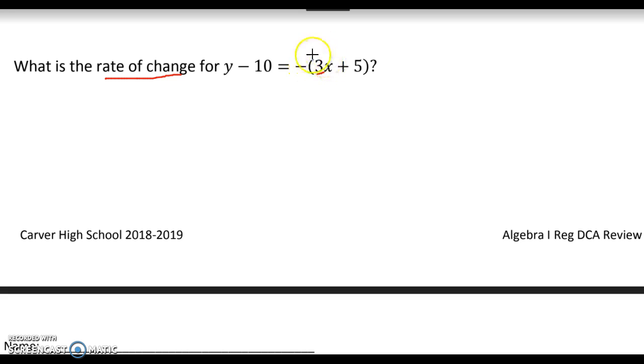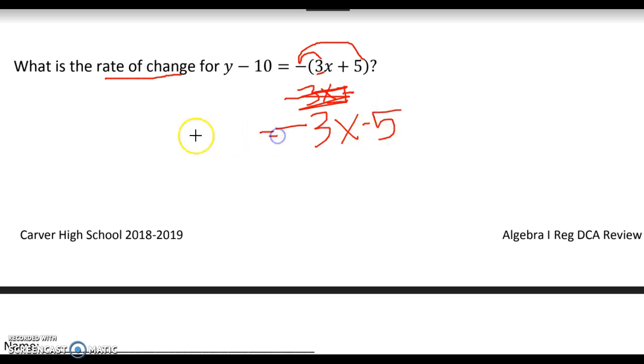So therefore we need to get rid of the parentheses, which we would do like we did on the first page of this review, which would be distribute. So I get negative 3x minus 5. And then we bring down the equal sign and we bring down y minus 10. I can continue solving this problem, but my slope is only going to be this number right here in front of the x, just the negative 3. If I move the 10 over to the other side by adding, then I'm figuring out what the y-intercept is. But what I really wanted to know was the rate of change.